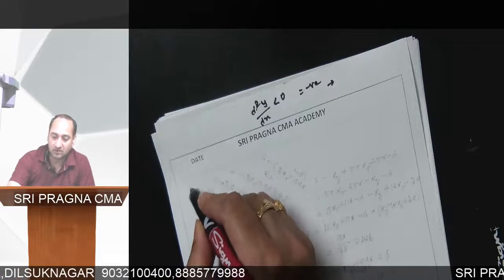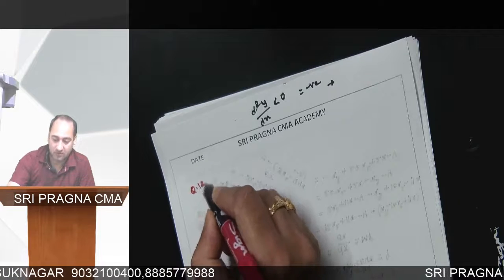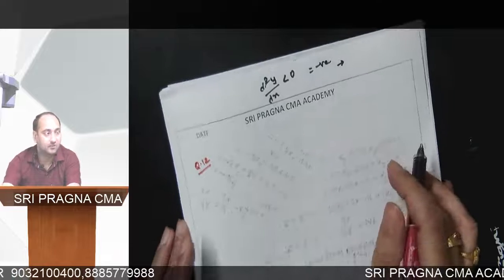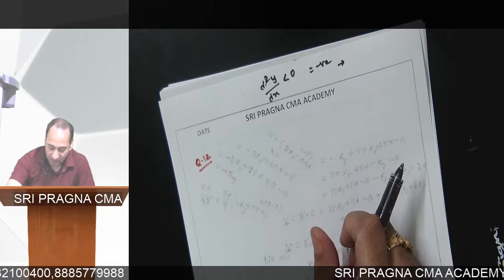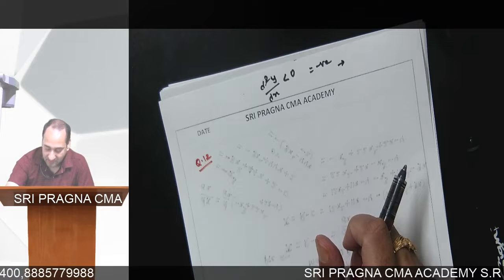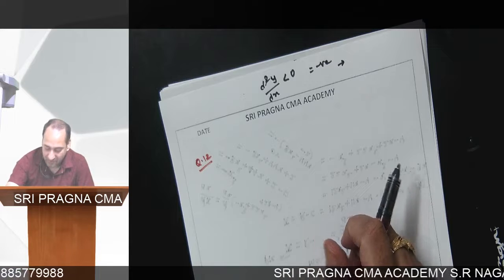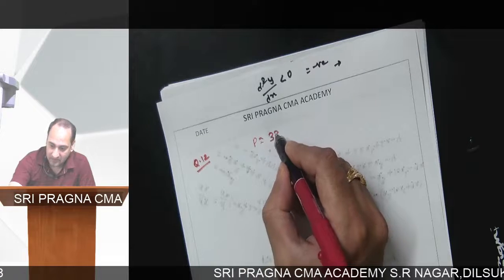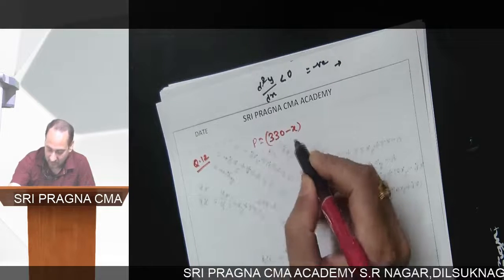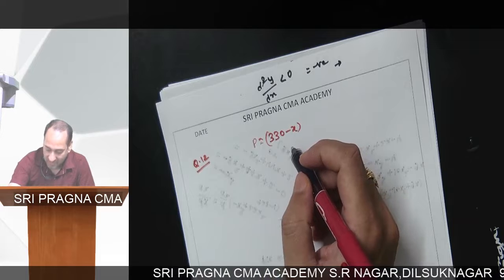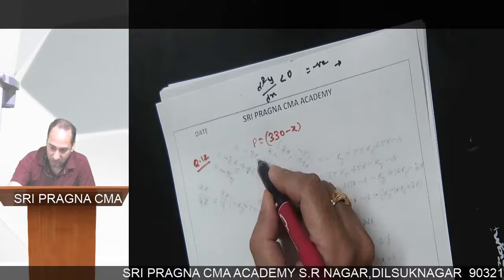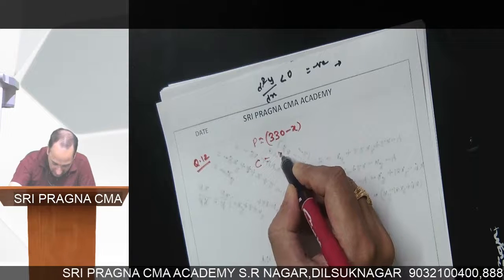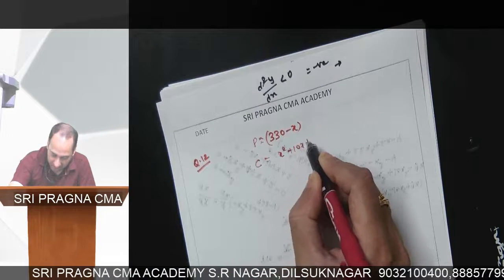Question number 12. Okay, this is from your book. Let me read the question and write the points here. A manufacturer can sell x items, x greater than or equal to 0, at a price p equal to 330 minus x. And the cost of producing x items is x square plus 10x plus 12.